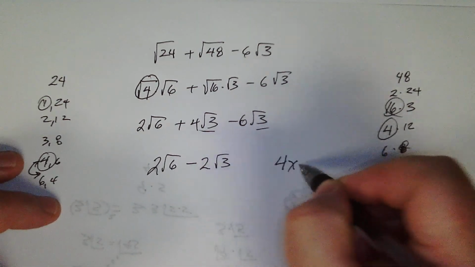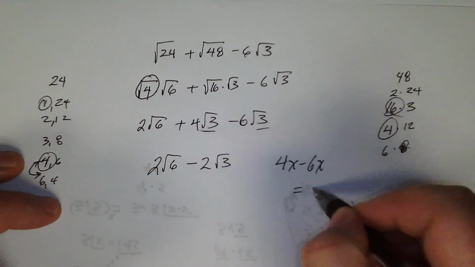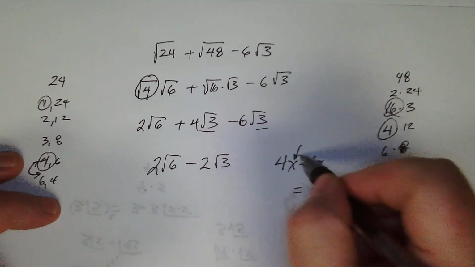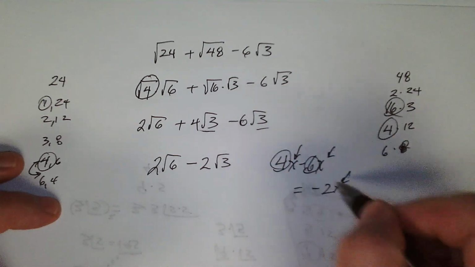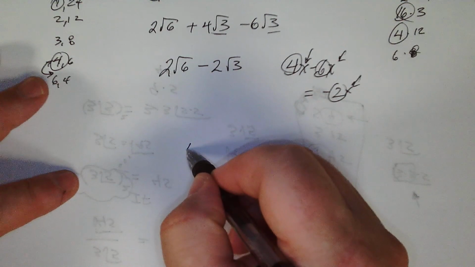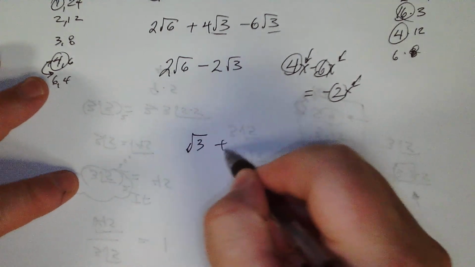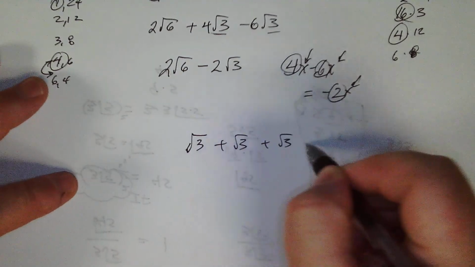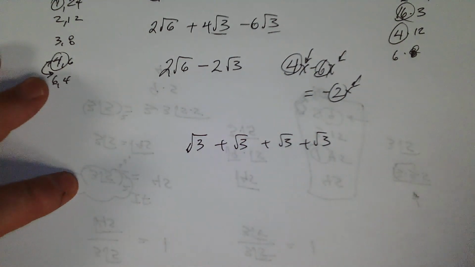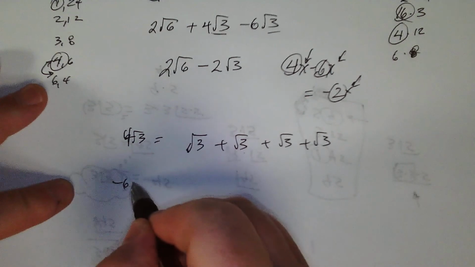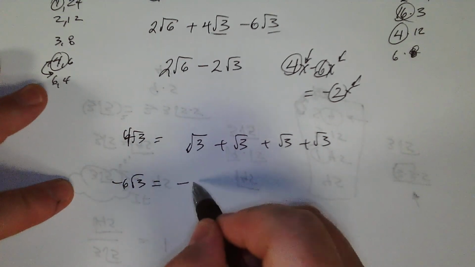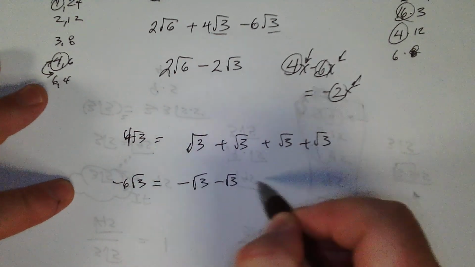It's like this. What's 4x minus 6x? That's equal to negative 2x. It doesn't matter what x is. It doesn't change with subtraction and addition. The number in front describes how many of them there are. So when you see 4 root 3, what that means is you've got the square root of 3 plus the square root of 3 plus the square root of 3 plus the square root of 3. That's what 4 root 3 means. 4 times the square root of 3 equals that. Negative 6 times the square root of 3, well, that's equal to minus the square root of 3 6 times.